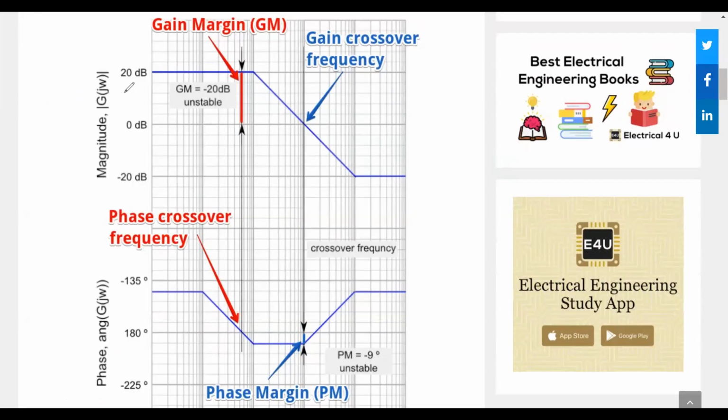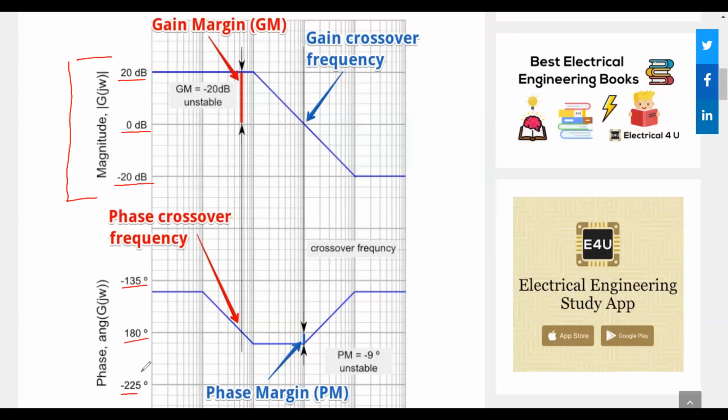Here's a Bode plot. This part of the plot is magnitude in decibels. You see decibels, right? Like we discussed, it is a log scale, but in decibels, right? And here's the phase in degrees.